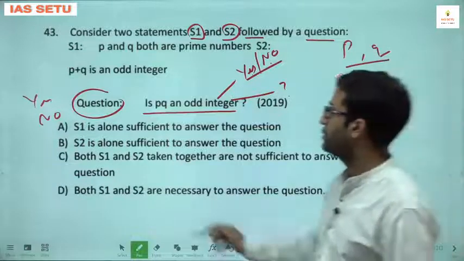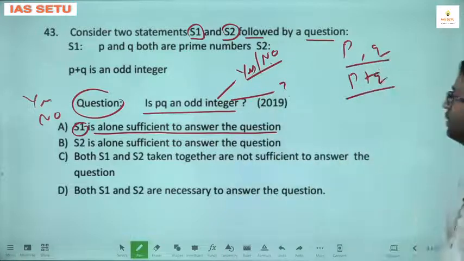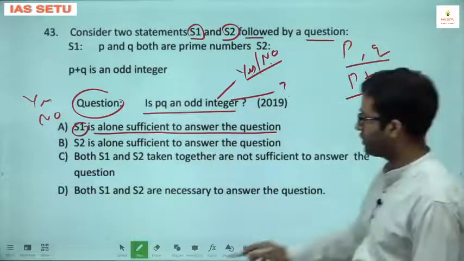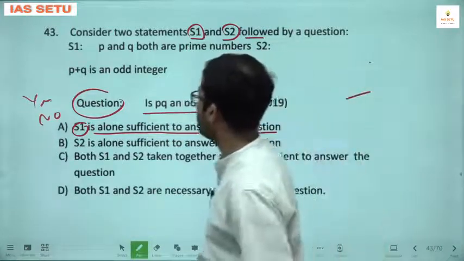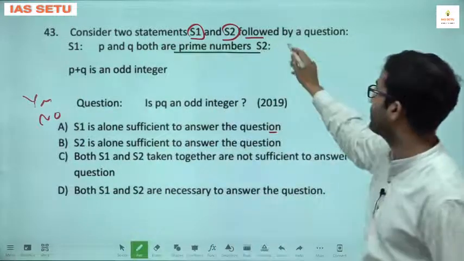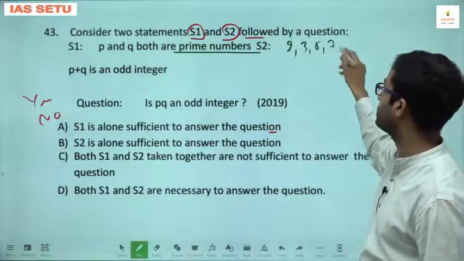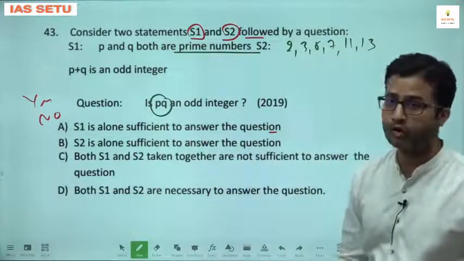Okay. Is statement 1 alone sufficient to answer the question? What is statement 1? P and Q both are prime numbers. So prime numbers are 2, 3, 5, 7, 11, 13. Is p into q an odd integer?